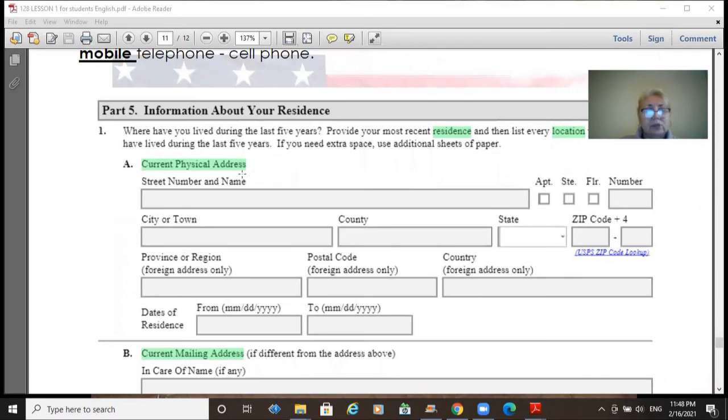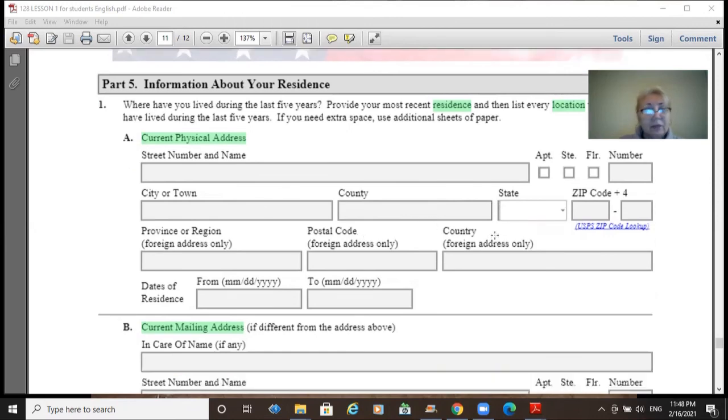So the address where you live now. And the question they may ask you here can be, what is your current address? Where do you live? Do you still live at this and this address? And they may also ask for the dates. When did you start living at this place? And when did you stop living? When did you move in? When did you move out?